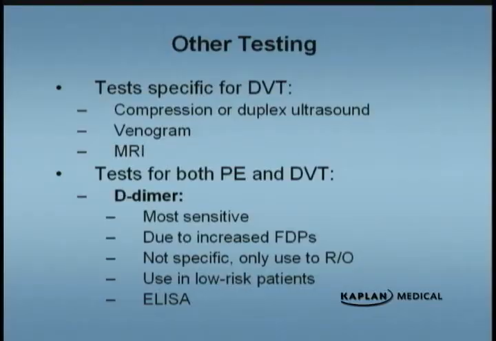A couple of other things that we need to know about. Other testing that helps out. Some people say, wait a second, before they go into the angiogram, is there any other test that I could do that's non-invasive, that maybe I can make my diagnosis? And the answer is yeah. Remember, where do pulmonary emboli arise from? They arise from the proximal vein in the distal extremities.